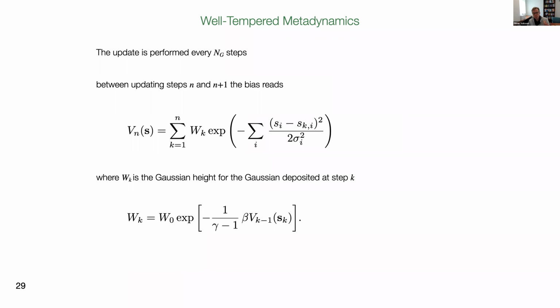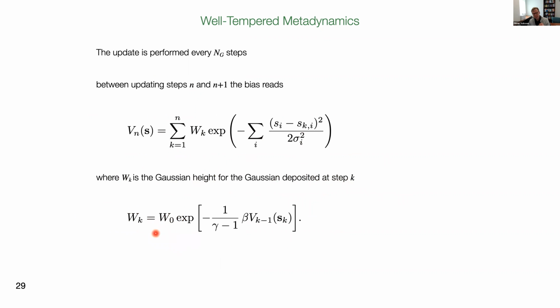This update is performed every n_G steps. Normally you would do this maybe every 500 to 1000 molecular dynamics steps or something like that. And then between these updating steps, the bias potential will be written in the following way here, where this factor here is the height of the Gaussian deposited at step k, as shown here.